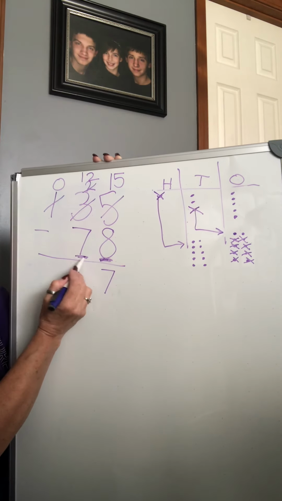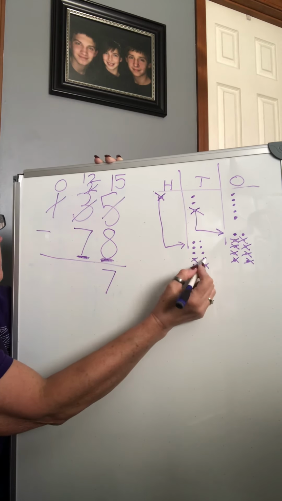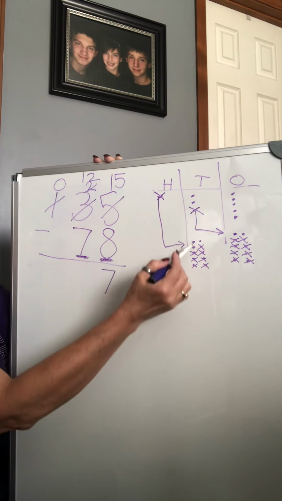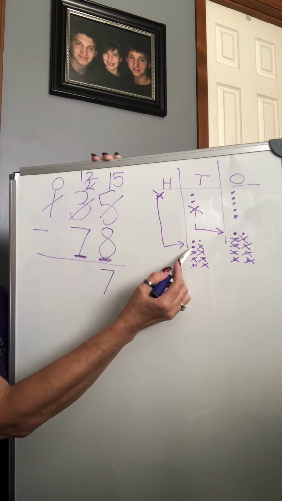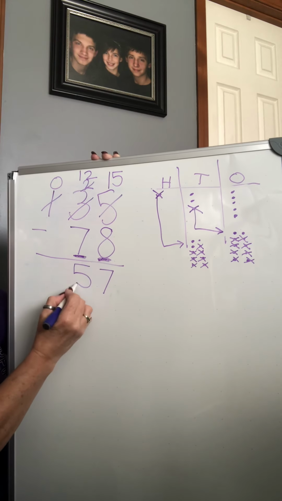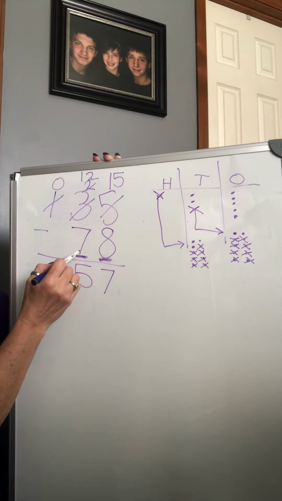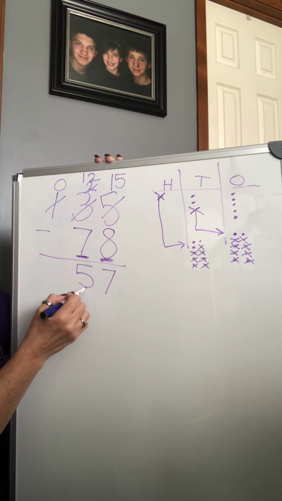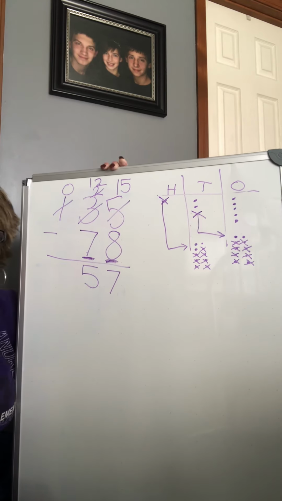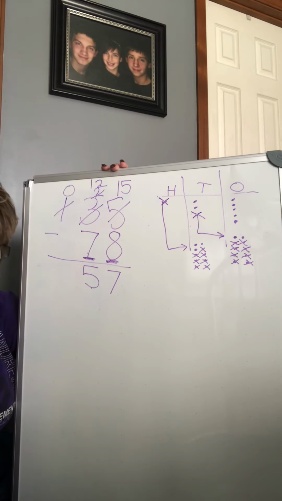We need to take away 7 tens. 1, 2, 3, 4, 5, 6, 7. Count up how many tens you have left. And yes, you have 5 tens left. Double checking, 12. Take away 7 equals 5. Correct. And we don't have any hundreds. So the answer is 57.